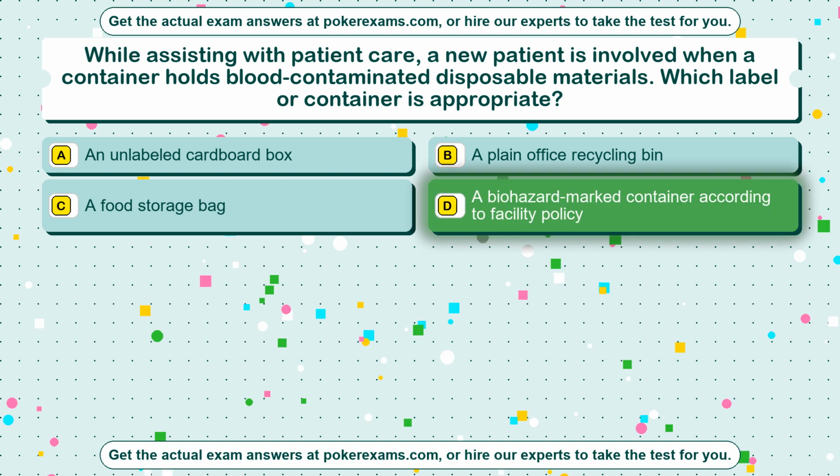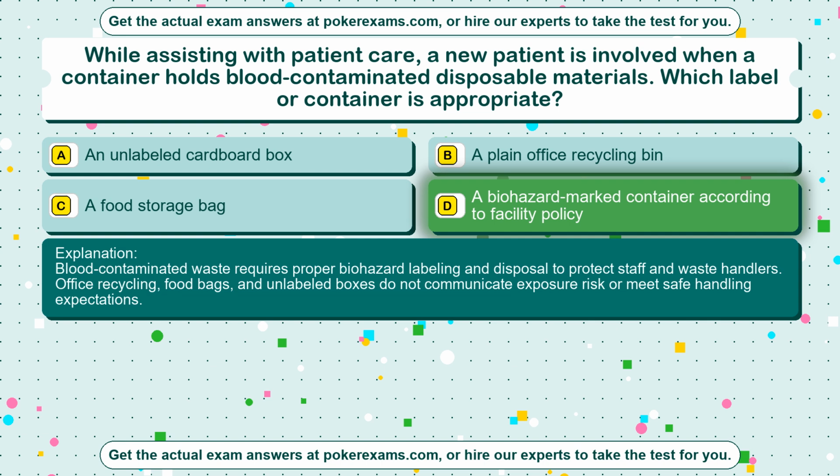The correct answer is option D. A biohazard marked container according to facility policy. Blood-contaminated waste requires proper biohazard labeling and disposal to protect staff and waste handlers. Office recycling, food bags, and unlabeled boxes do not communicate exposure risk or meet safe handling expectations.